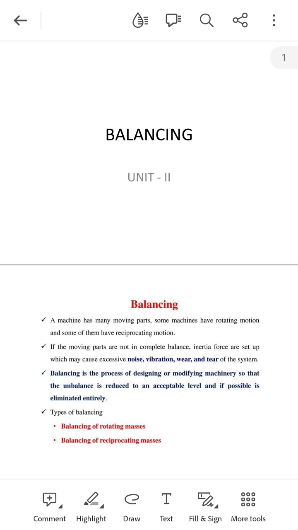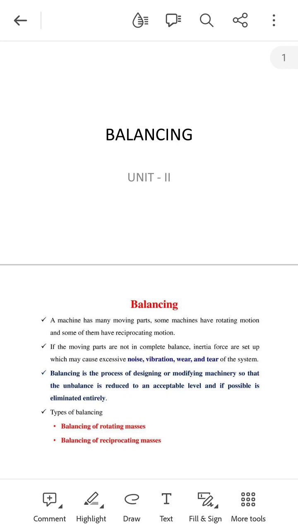The machine has many moving parts. Some machines have rotating motion and some of them have reciprocating motion. If the moving parts are not in complete balance, inertia forces are set up which may cause excessive noise, vibration, wear and tear of the system. Balancing is the process of designing or modifying the machinery so that the unbalance is reduced to an acceptable level and, if possible, is eliminated entirely.